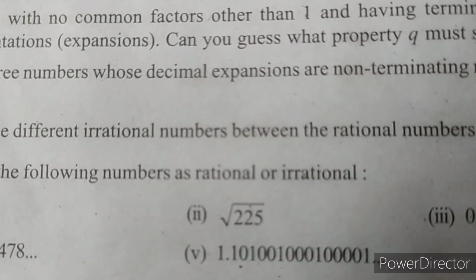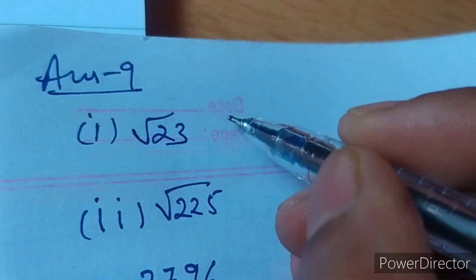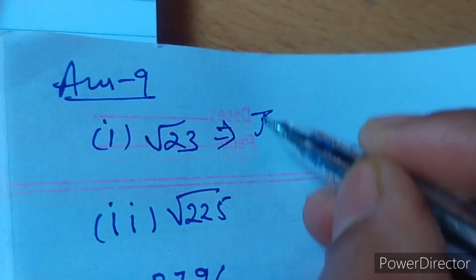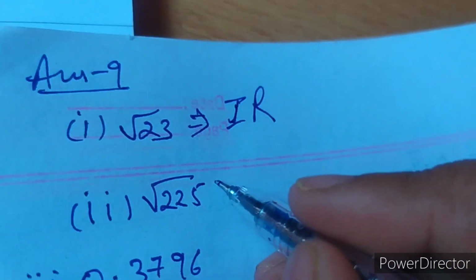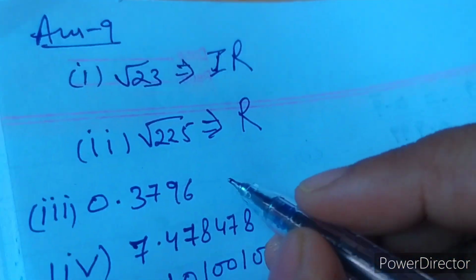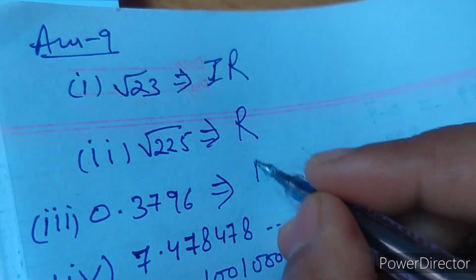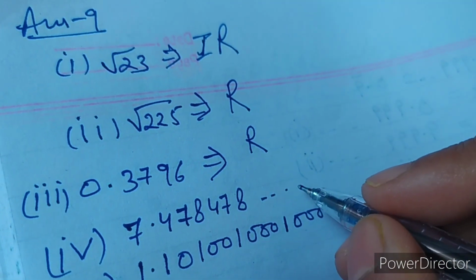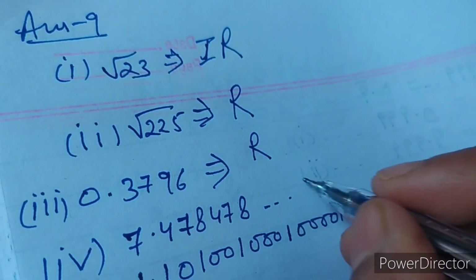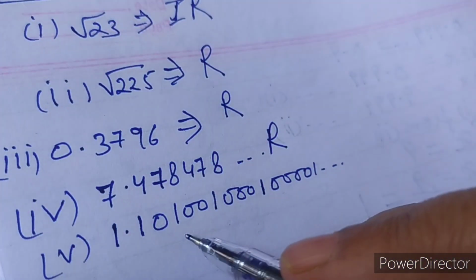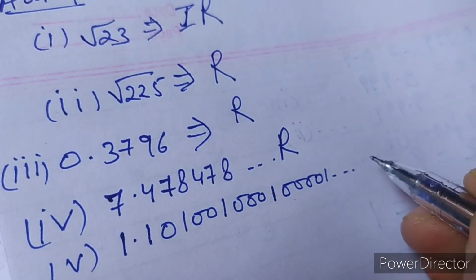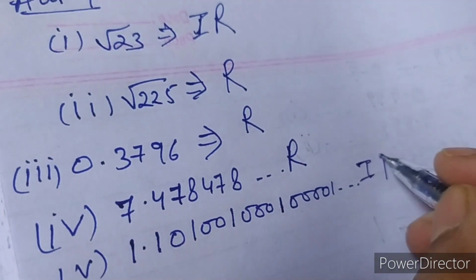Next question is, you have to identify whether the following numbers are rational or irrational. So let's come to the identification. Under root 3 is an irrational number. Under root 225 comes out to be 15, that is a rational number. 0.3796 is again a rational number. 0.478478, because it is a non-terminating repeating decimal, is a rational number. And this is a non-terminating non-repeating decimal, that is an irrational number.